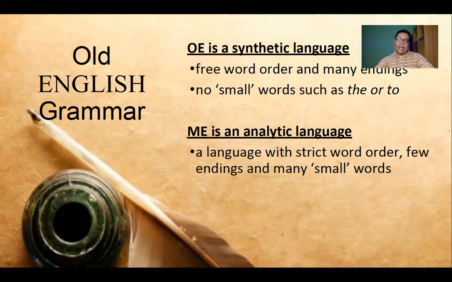Old English is also a synthetic language because there have been many free word order and many endings. There were also no small words such as "the" or "to" before. On the other hand, Modern English is an analytic language because it is a language with strict word order, few endings, and many small words. So in Modern English, if you notice, we follow a specific structure. Okay, we have syntactical formations. And we know that there are also specific languages that are verb initial, but the English language is not the case. Okay, it's totally different because the verb is found between the subject and the direct object.